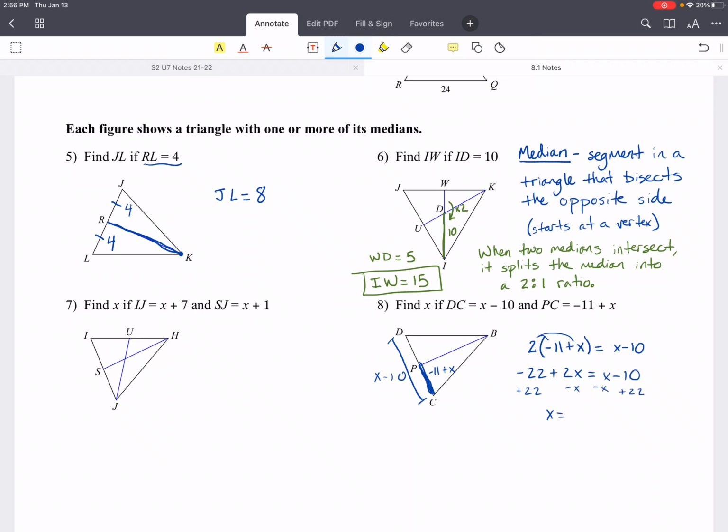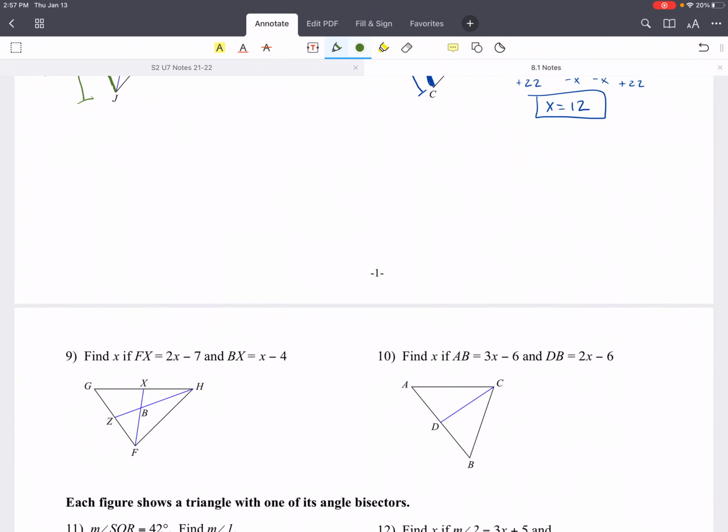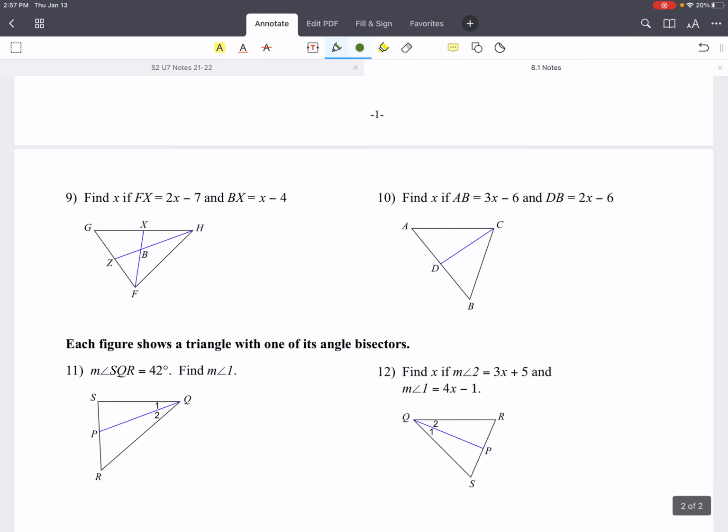So x equals 12. Great, that was fun. If I look at number 7, let's see, find X if IJ is X plus 7 and SJ is X plus 1. Oh, it's the same kind of question. So I can double the smaller to get the bigger. You know how to solve equations like that. We need something like this one.